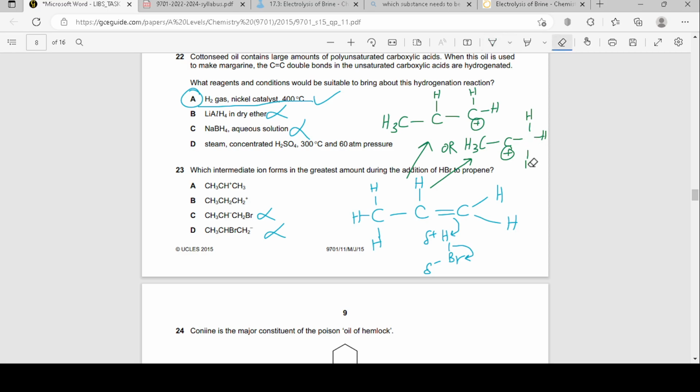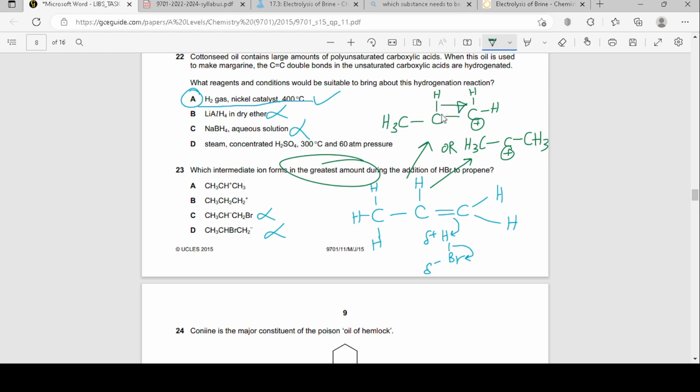So I have CH. In fact, I can just write this as CH3. Although organic chemistry is fun, you have to keep practicing it, right? That's the problem. So that's how to draw it. And which one would be my more stable, because which intermediate ion forms in the greatest amount, right? So that would be the one that's more stable. And over here, I just have the effect of one alkyl group, right? And alkyl groups create a positive inductive effect. They're electron releasing groups, right? So they stabilize the carbocation.